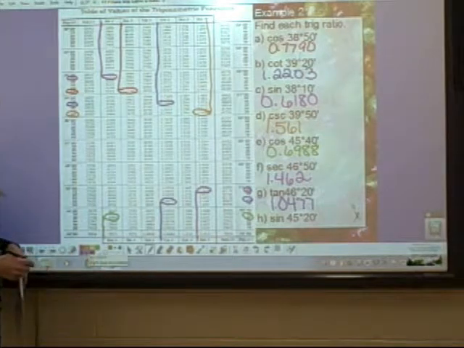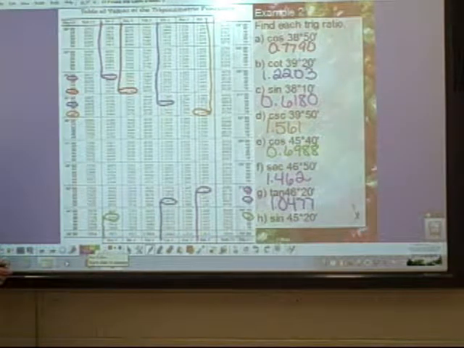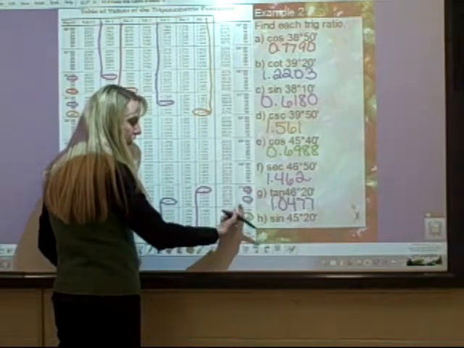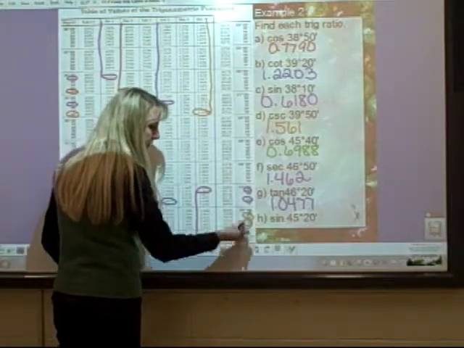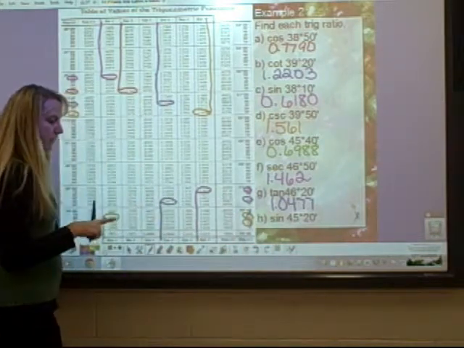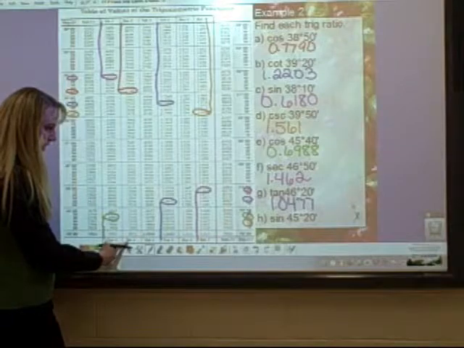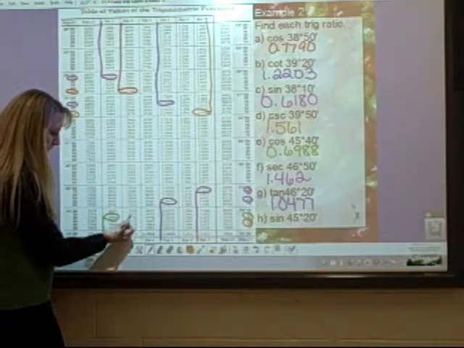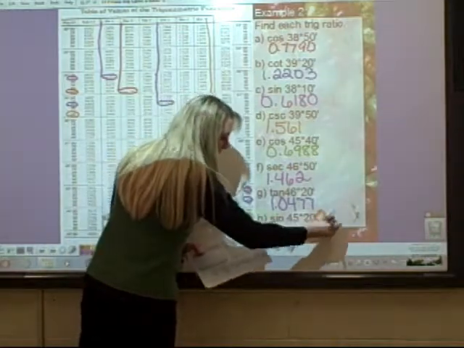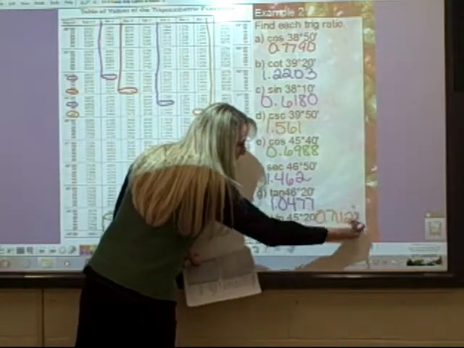And then the sine of 45 degrees, 20 minutes. Over at 45, up closer to 46 degrees would be right here. I want the sine of that. Since I'm on the right-hand side, I use the bottom row. So the sine, go up here, would be right there. And that says 0.7112.